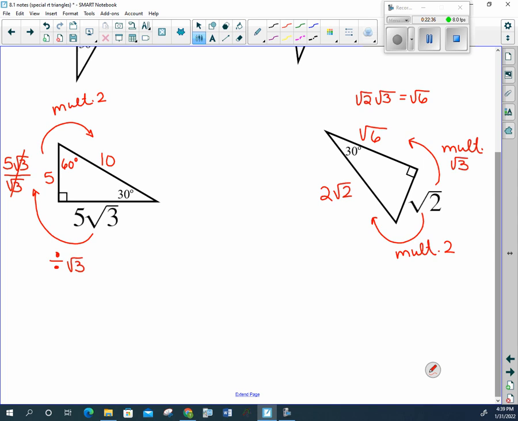Okay, so with the 30, 60, 90, always try to find the shortest side first, and then make a decision. Do I need to multiply or divide? And are you multiplying by 2 or the square root of 3? Are you dividing by the square root of 3? Anyway, you got to multiply or divide by square root of 3, or multiply or divide by 2. So this one has square root of 3 in it, or 2 as your ratios.